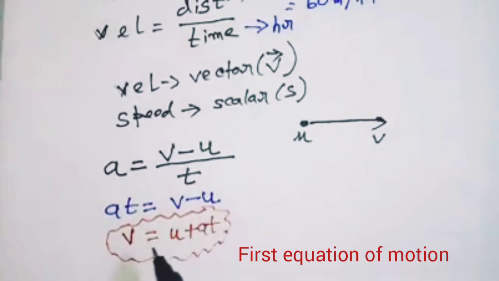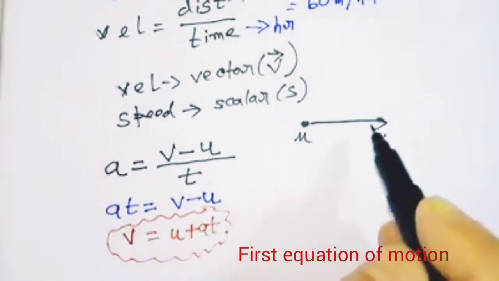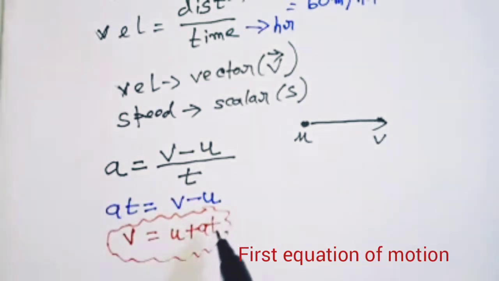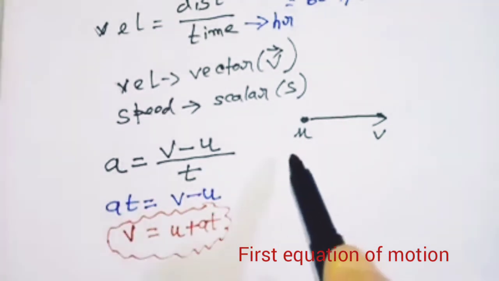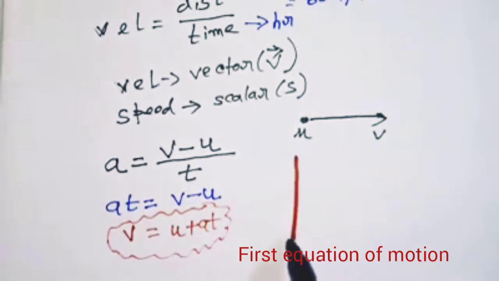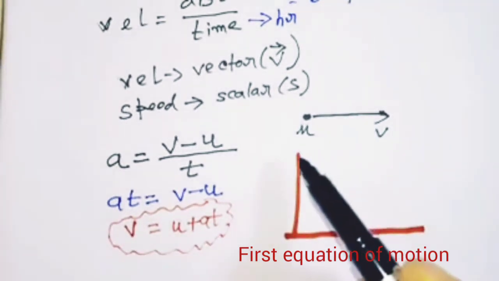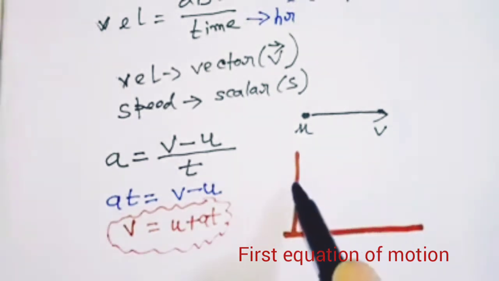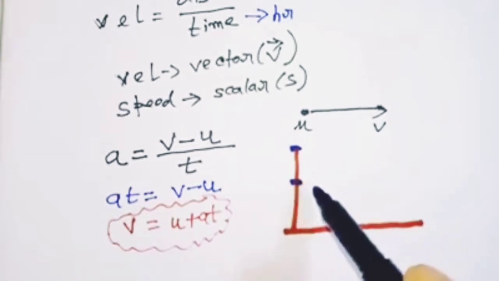V equals U plus AT means velocity equals what you start with, plus you accelerate at a certain rate and then multiply it by time. Let us look at how this movement would look if we plot it on a graph. So I will use a simple graph, something like this, right? And what we are doing over here is mentioning the velocity. We started with an initial velocity u and reached a velocity of v, and the graph will look something like this.